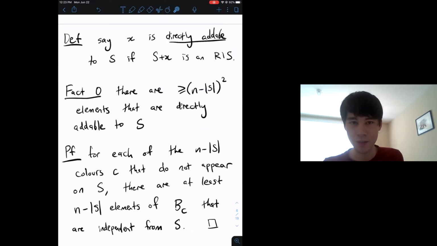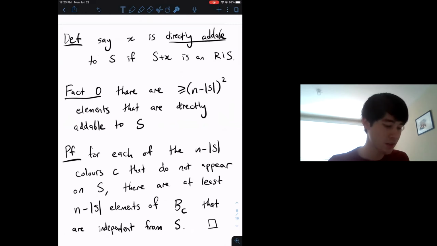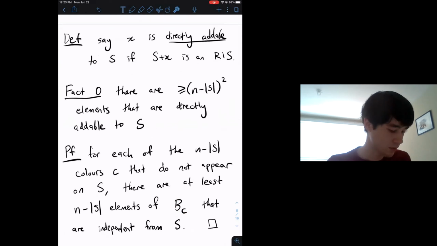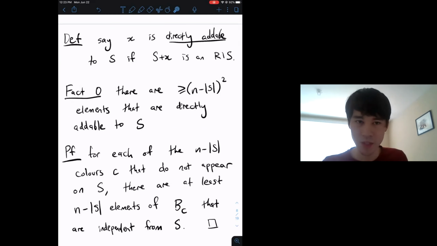You just think that there are two things that make something directly addable. It needs to be a different color and it needs to be independent. So the number of colors that don't appear is n minus the size of S. And for each color which doesn't appear, there are n minus the size of S things in the size n basis which are independent from it. So this kind of reasoning, if you're not used to thinking about matroids, maybe think about vector spaces and sets of linearly independent vectors. Hopefully this is clear.